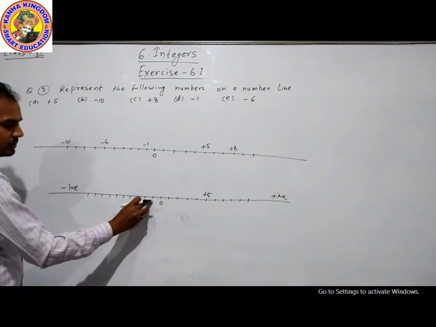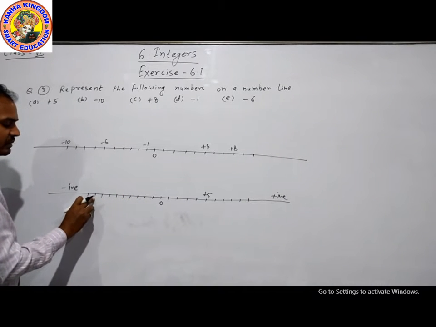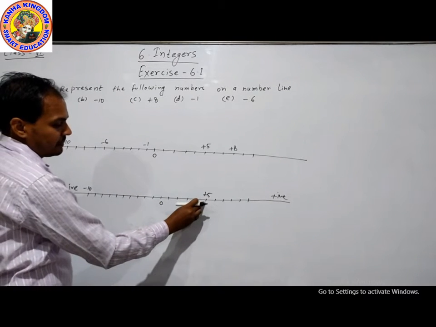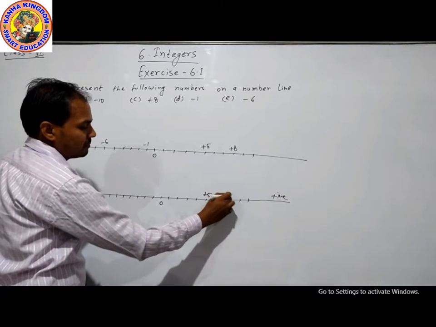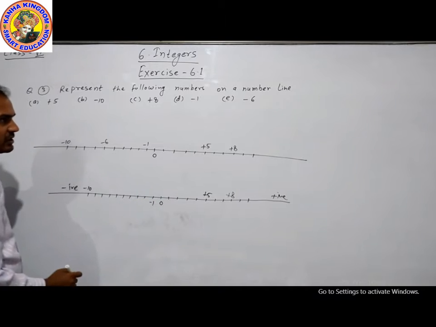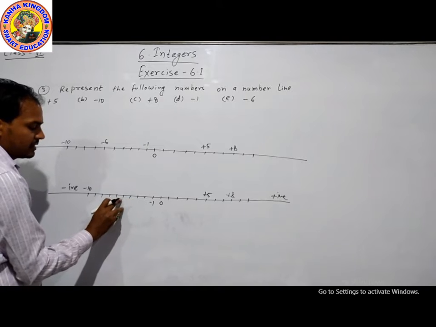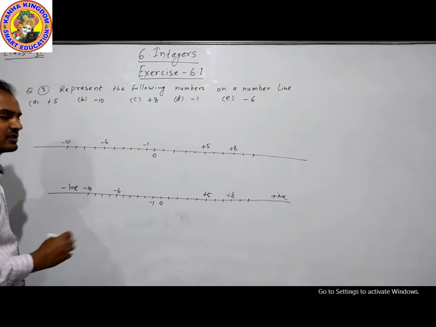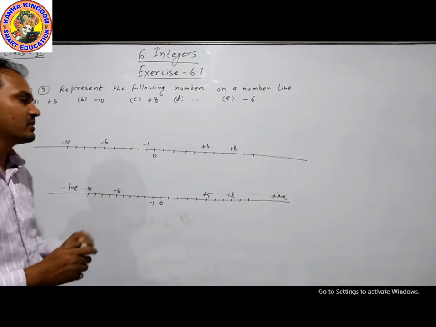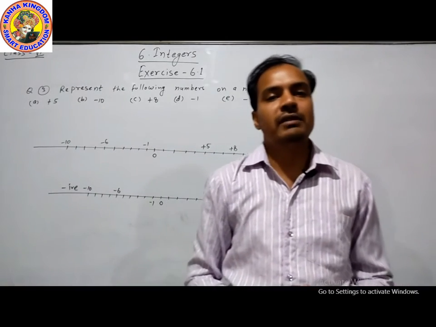Minus 10. Here is 0. So minus 1, minus 2, minus 3, minus 4, minus 5, minus 6, minus 7, minus 8, minus 9, minus 10. Here is minus 10. Plus 8. 5, 6, 7, 8. Plus 8. Minus 1. This is 0. So this is minus 1. Minus 6. Minus 1, minus 2, minus 3, minus 4, minus 5 and minus 6. Here is minus 6. This is our number line, which denotes different numbers. You can take a screenshot of this. We will move to our next question.